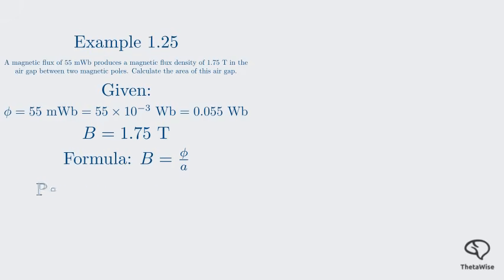We start with our formula. B equals phi over A. We need to find the area A, so we rearrange the formula to make A the subject. This gives us A equals phi divided by B.